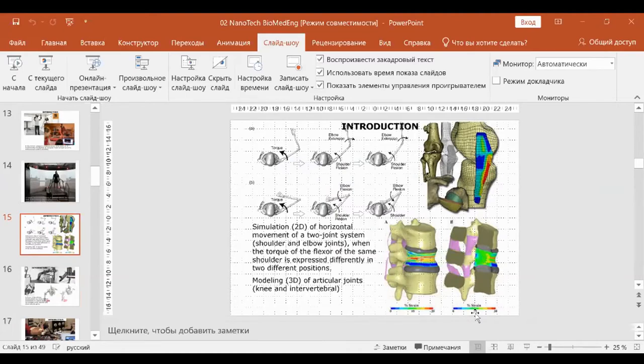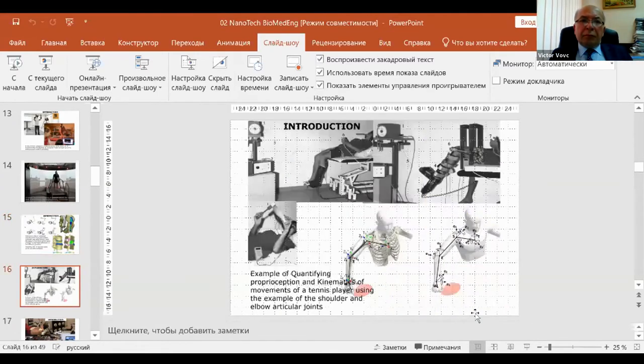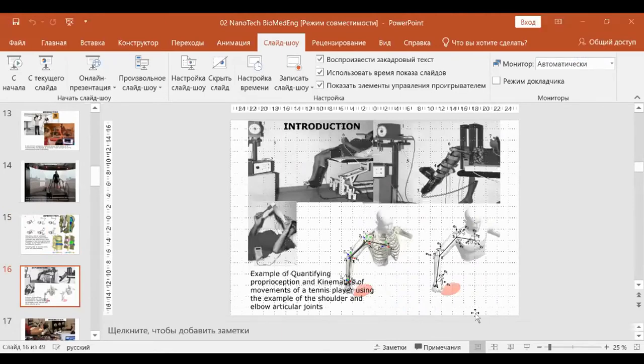Three-dimensional articular joints. An example of quantifying proprioception and kinematics is the kinematics of movements of a tennis player using the example of shoulder and elbow articular joints.